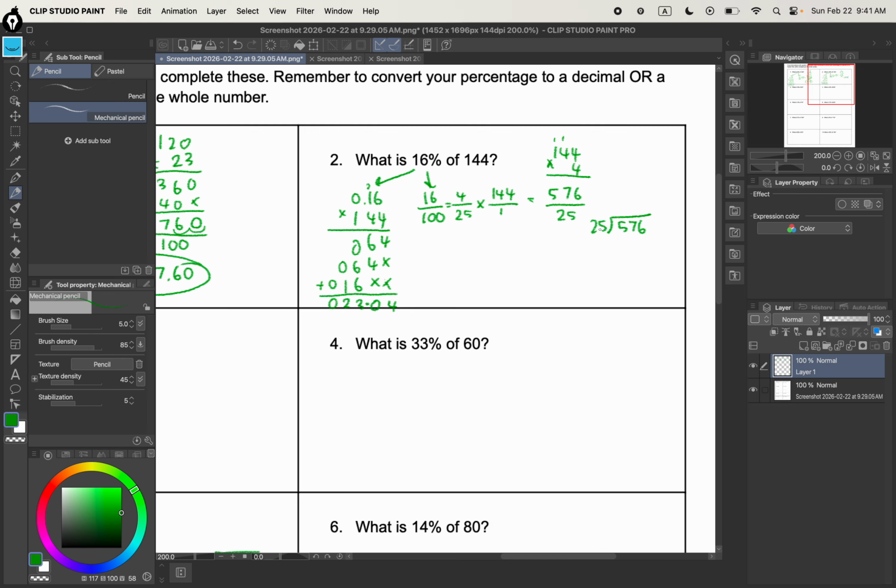576 divided by 25, right? Top divided by bottom. Fits twice. I subtract. Bring down the next number. That fits 3 times. Multiply, subtract. I have no numbers left, so I'm going to add a decimal. I can bring a 0 down. That doesn't fit, so I bring another 0 down, and then that does fit. That fits perfectly. Okay, so my answer is this, which I got the same thing here.